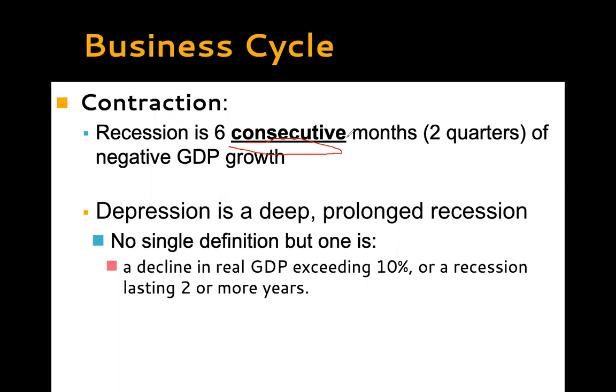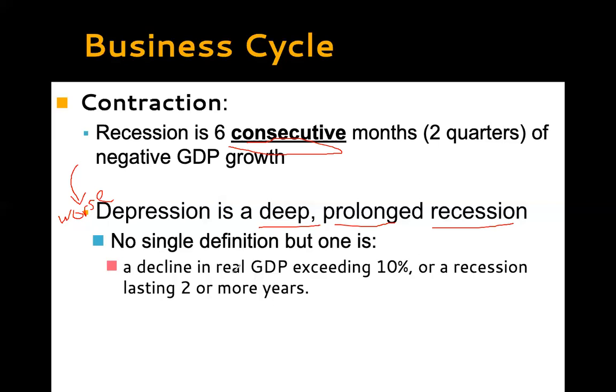If you see it on a quiz or a test, or if we would have taken the EOC, you would see that and know that as well. Now, what is a depression? A depression is worse. A depression is simply a deep or prolonged recession. So a depression is when a recession goes on longer than we want it to, or gets worse than we want it to.